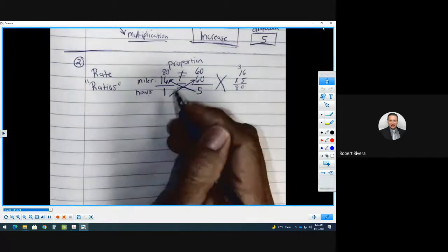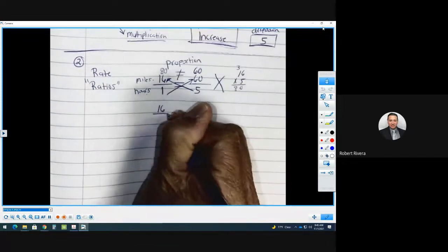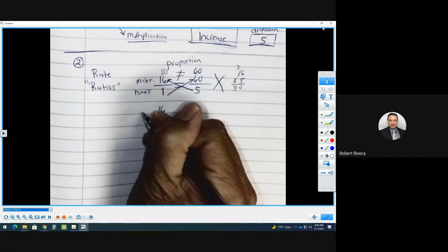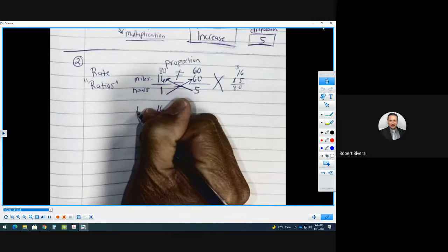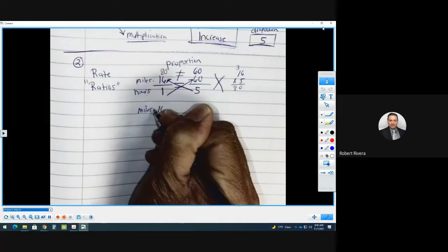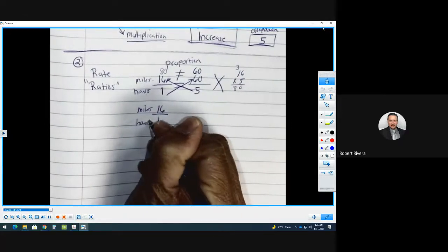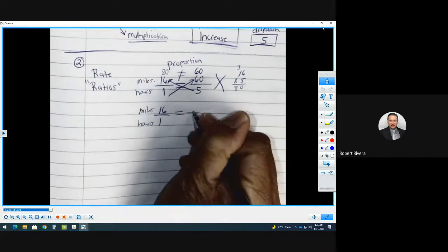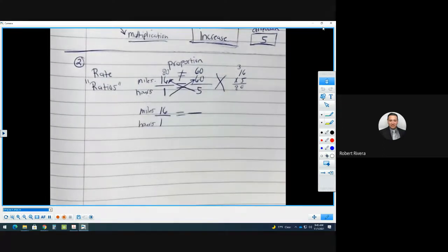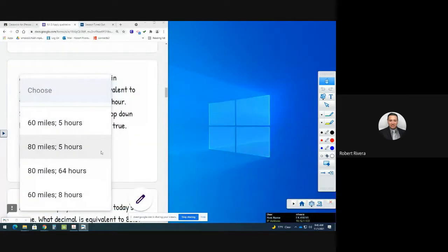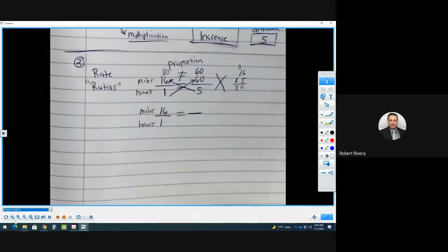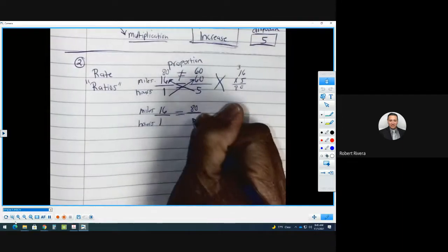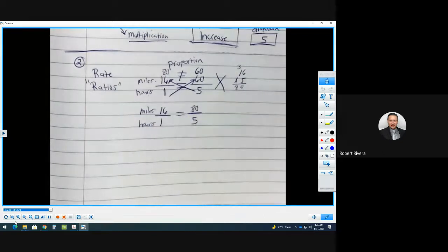So guess what? I write my ratio again. 16 to what? And let's label. Who's the 16? Miles. And the 1? Hours. This is so important, so then I know where to put the other two numbers, the other ratio. So let me go to my choices. The next ratio is 80 to what? Five. 5. So let me put that. 80 is the miles and 5 is the hours.